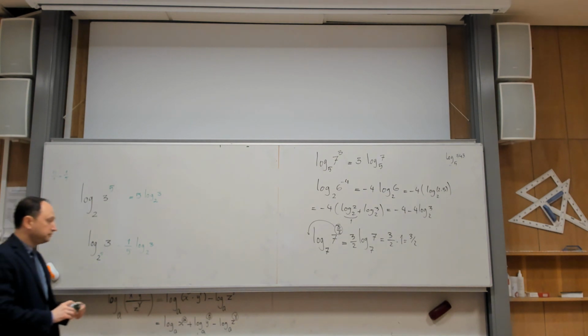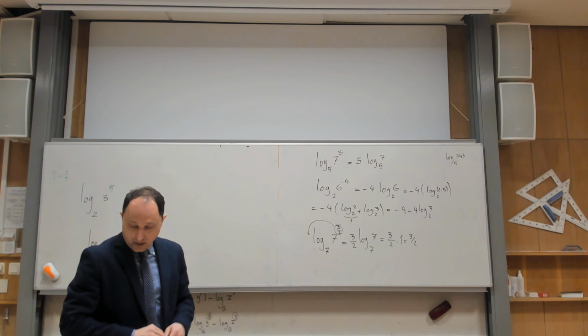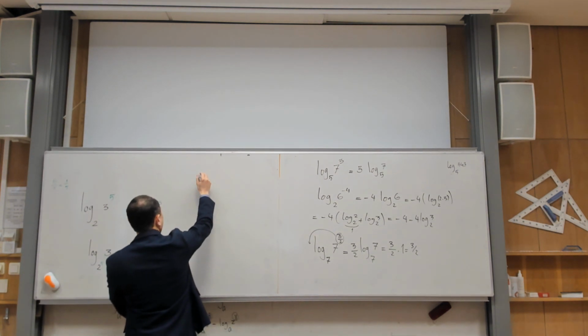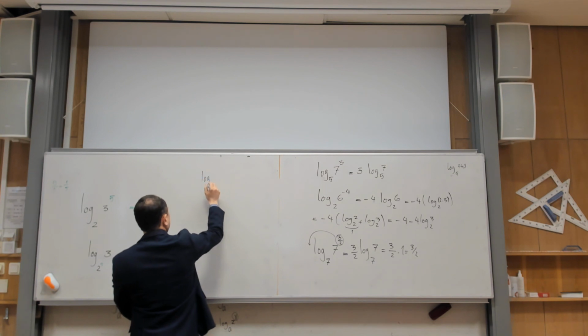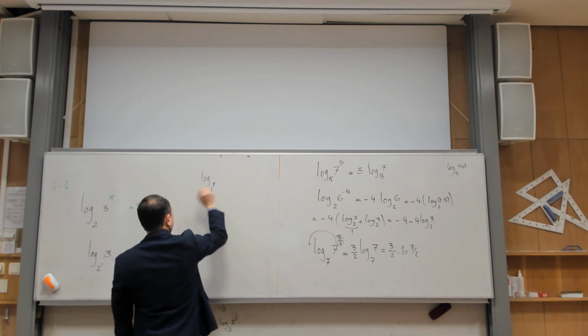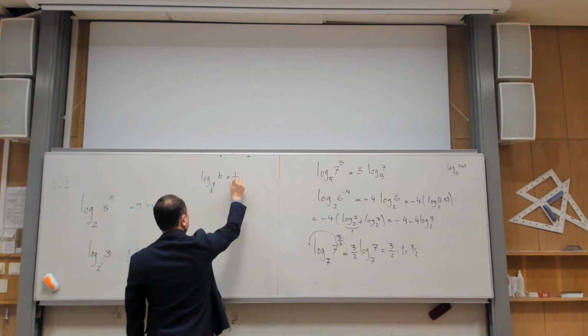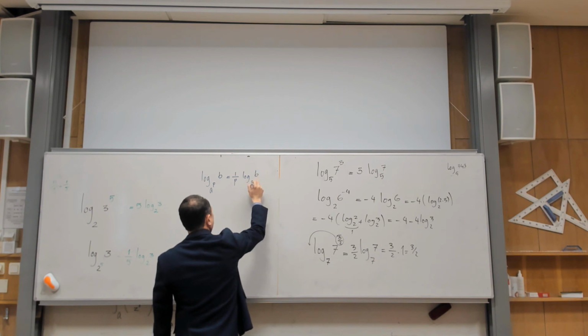Okay, so in principle, I want to add this and then prove it. We want to say that if I have log of b in base a to some power p, this becomes 1 over p log of b in base a.